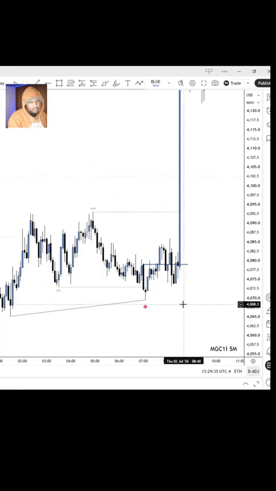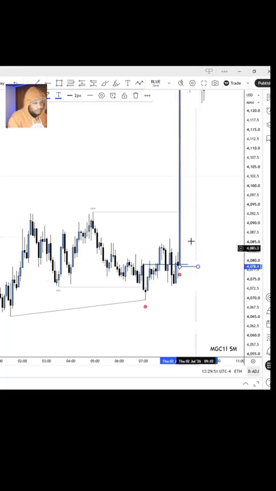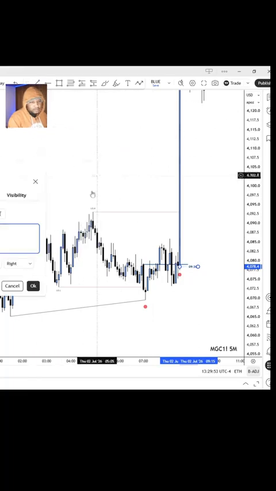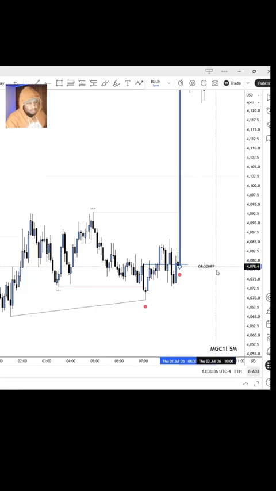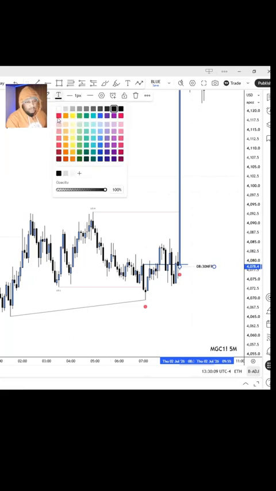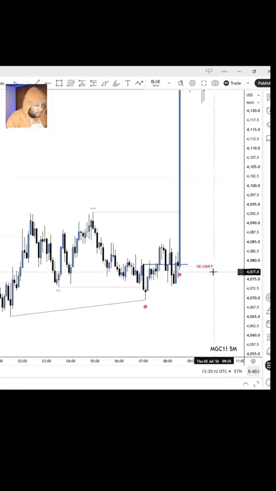So we have that V-shaped recovery, and remember, we do have news coming in at 8:30, right? So this is going to be our news candle over here. This candle is our news candle. Let me mark it out here so that you can see. 08:30 NFP. Let's make it a little bit bigger. There we go. So we have that NFP coming in over here.